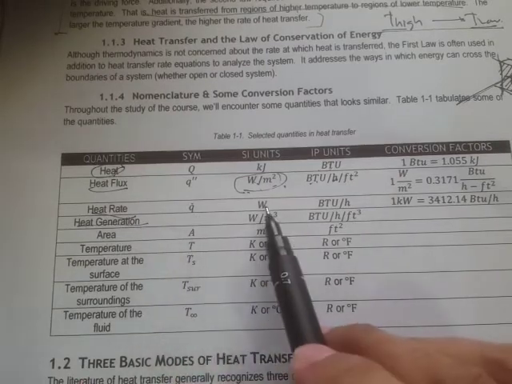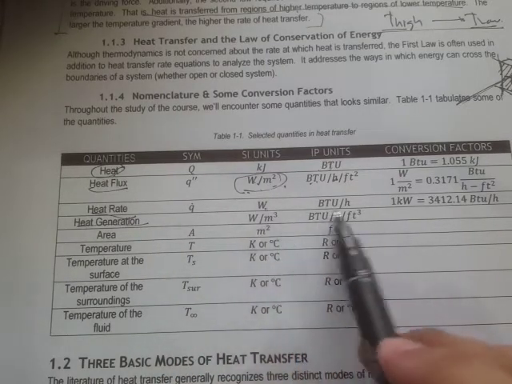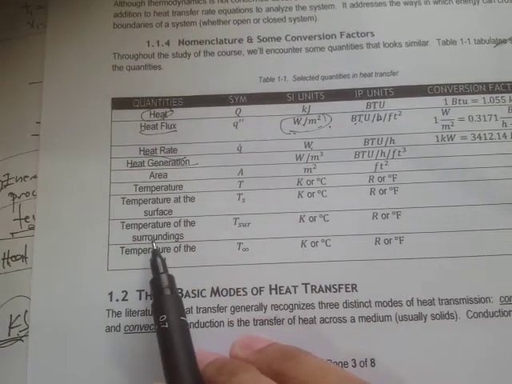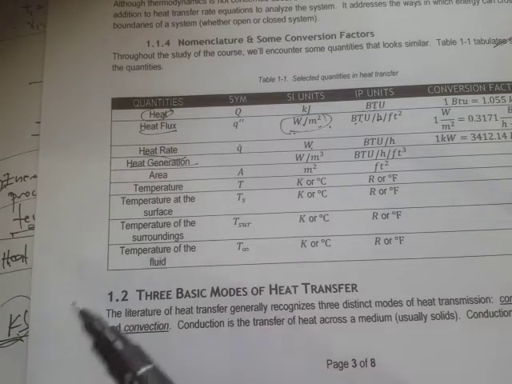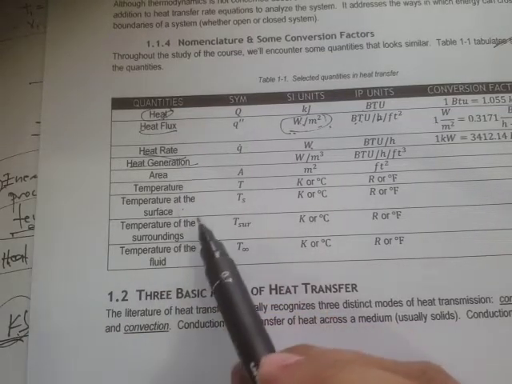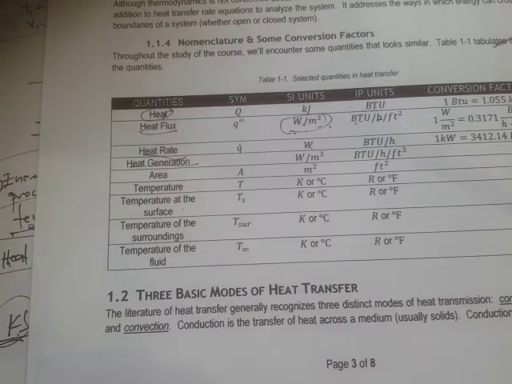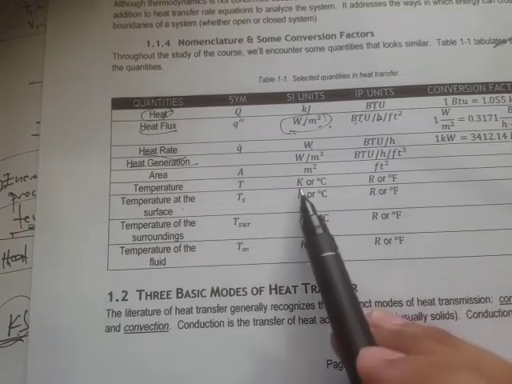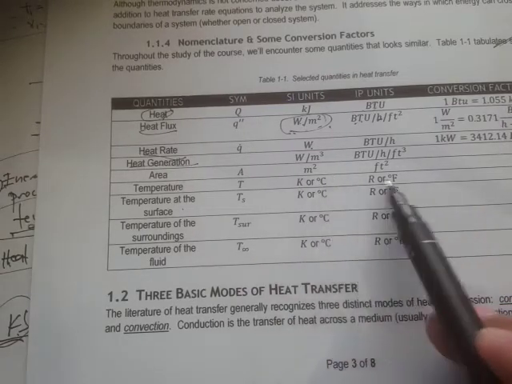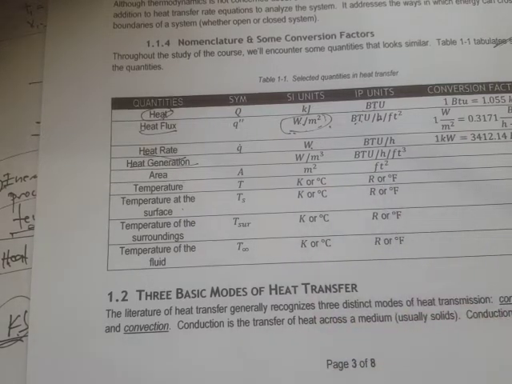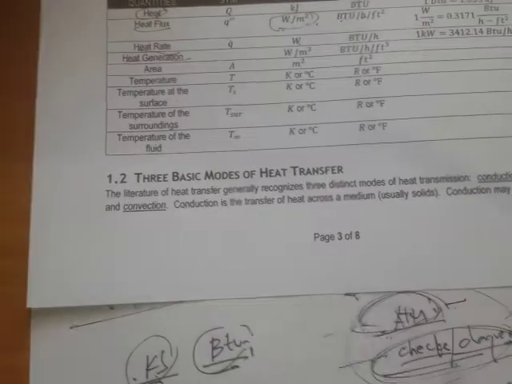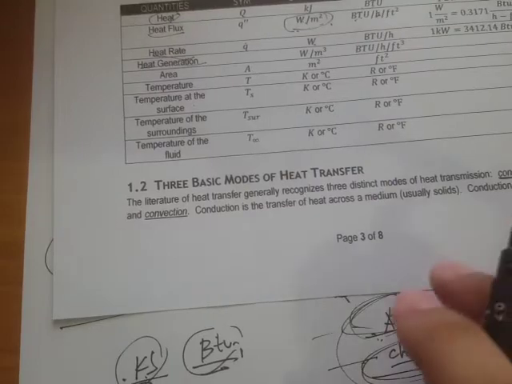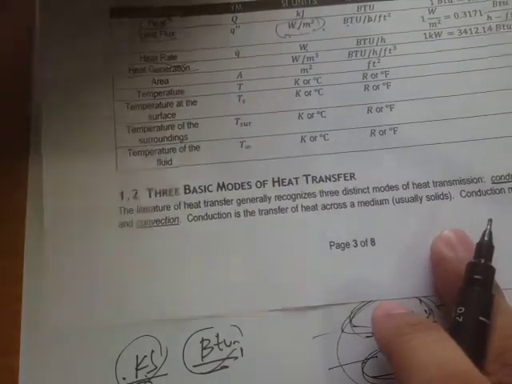And then the heat rate, this is watts alone, or BTU per hour. And we have temperature as well. There are actually a lot of quantities regarding temperatures. Is it the temperature of the surface, or the temperature of the surroundings, or the temperature of the fluid? So we have the symbols right here, and the units are in Kelvin, degrees Celsius, Rankine, or degrees Fahrenheit. Okay, so now let's move on to the 3 basic modes of heat transfer. As I've said, we have conduction, convection, and radiation.